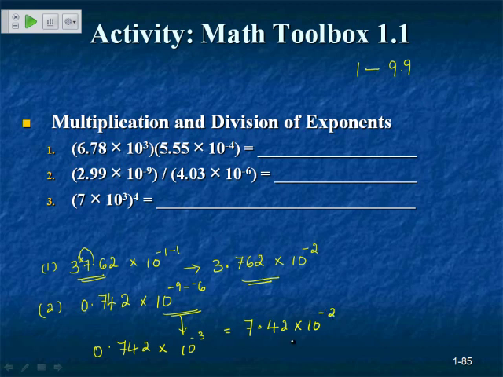Negative 2. Everyone is following, right? Okay.